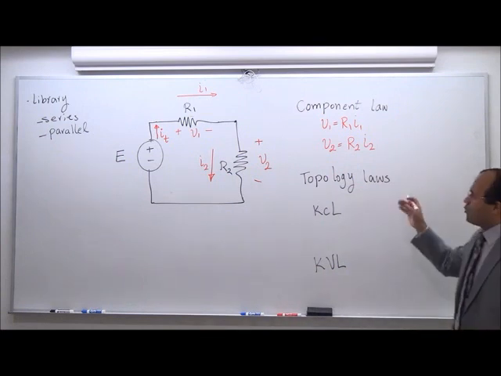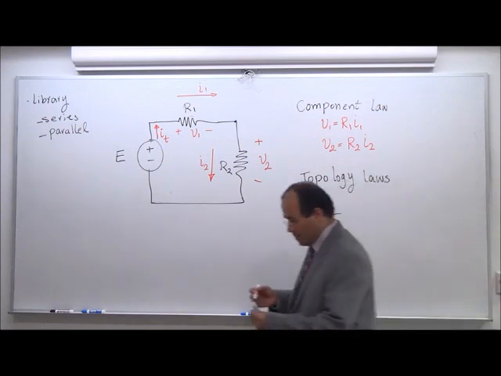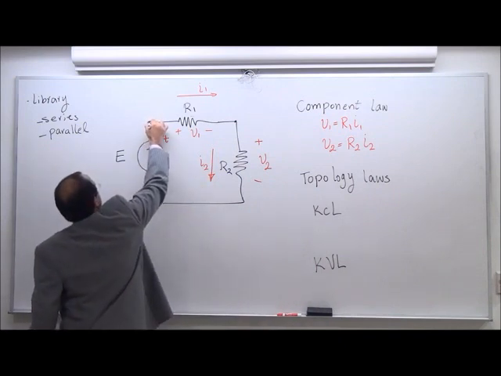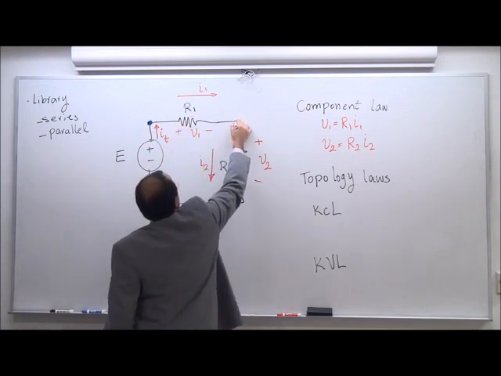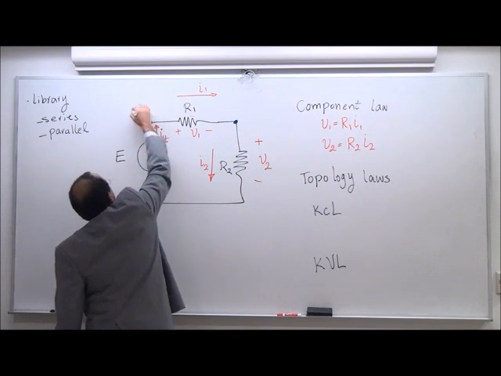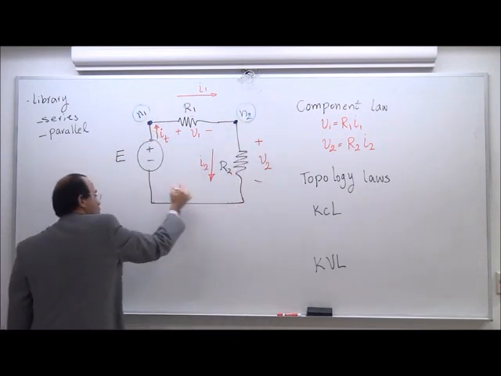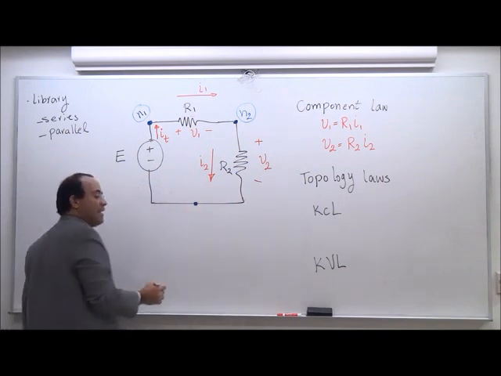When I get to topology law, I need KCL and I need KVL. For KCL, I need to identify nodes. This is one meeting place between the power supply and R1. This is the second meeting place between these two. This I'm going to call N1. This I'm going to call N2. And of course, there is one node at the bottom, and I'm going to call this N3.